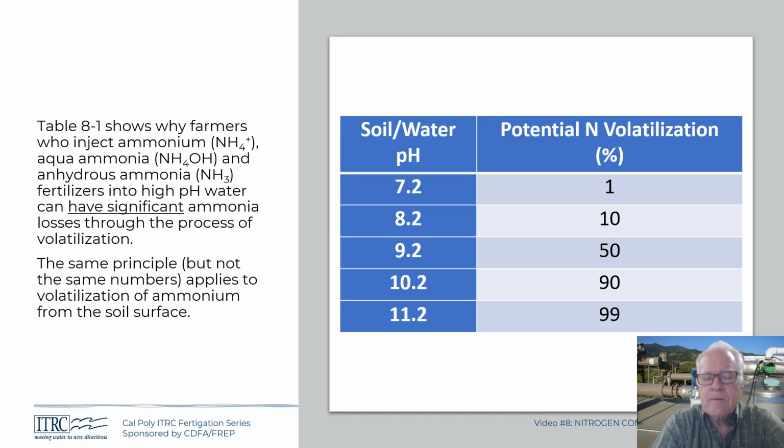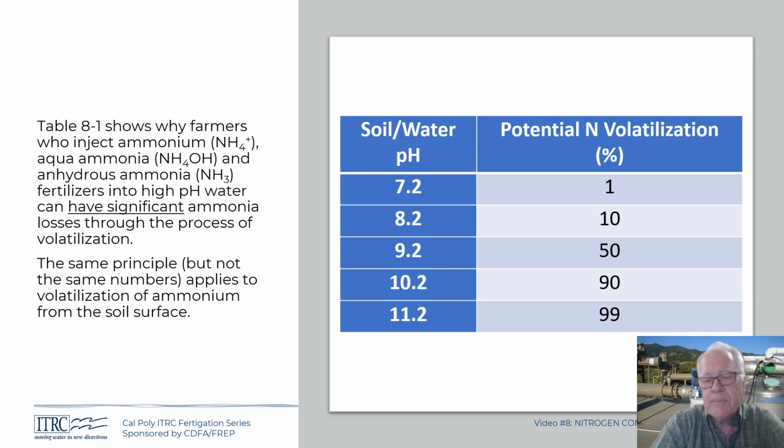I think this is a little table that isn't very familiar to most farmers. It's table 8.1 in the book, and it gives you a little idea of why farmers who inject ammonium in the form of aqua ammonia and anhydrous ammonia, they do this into high pH water. You can have significant ammonia losses through the process of volatilization. And then it's a similar thing that happens on the soil itself. So if you take a look, for example, a soil water pH of 8.2, that's not unusual at all. You could have about 10% volatilization.